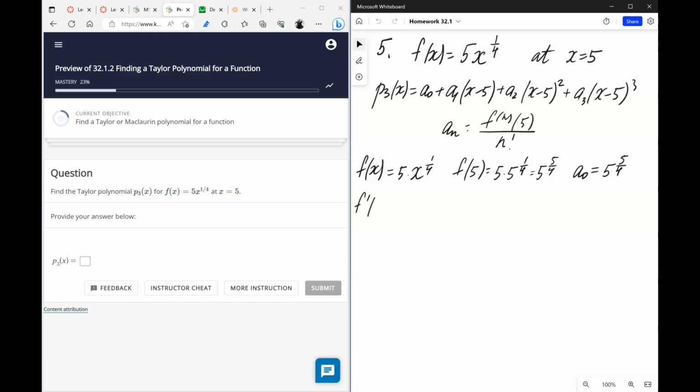Now, derivative of this is 5 times 1/4 x to the power negative 3/4. So evaluating derivative at 5, we get 5 times 1/4 times 5 to the power negative 3/4. So it is 5 to the power 1/4 over 4. So a1 will be that.